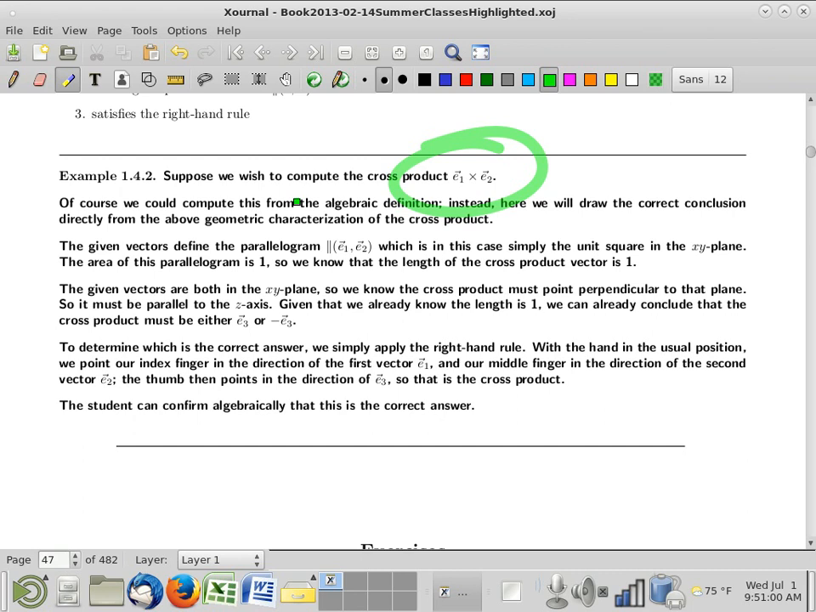So again, how do I distinguish between them? Well, E1, index finger, right hand. E2, middle finger, with my hand oriented in such a way that it bends the way it wants to point in E2's direction. And then look at my thumb. My thumb tells me that it's positive E3. So we can compute the cross product there without actually doing any arithmetic, simply by making a geometric argument. I think that's kind of a neat example.